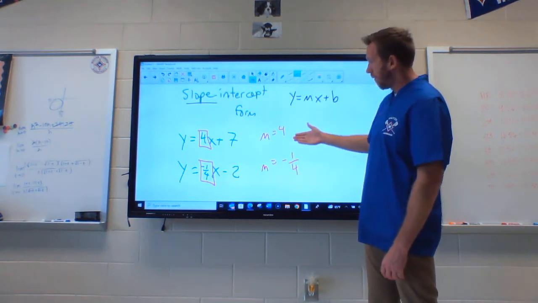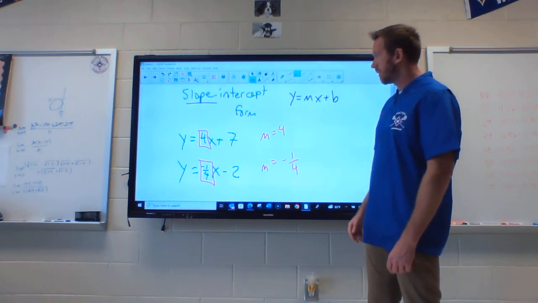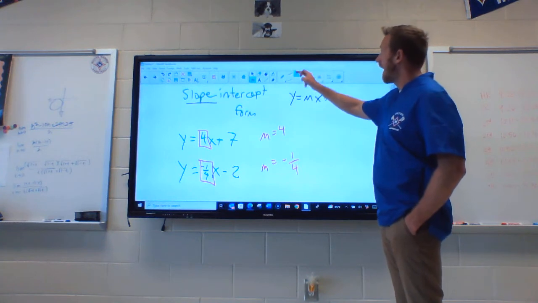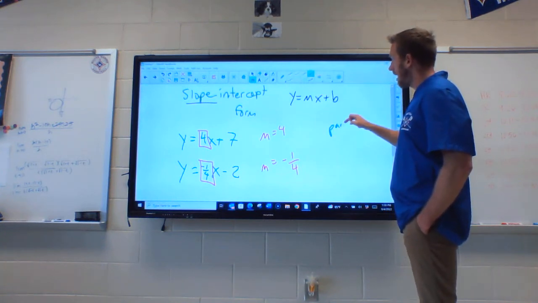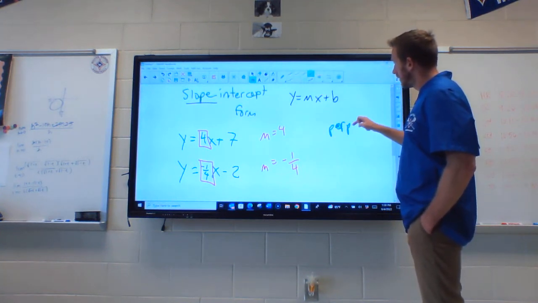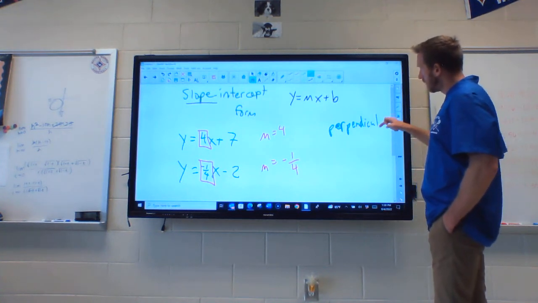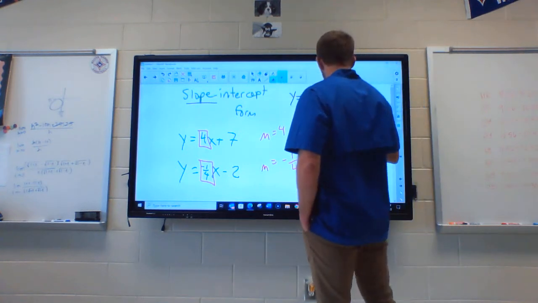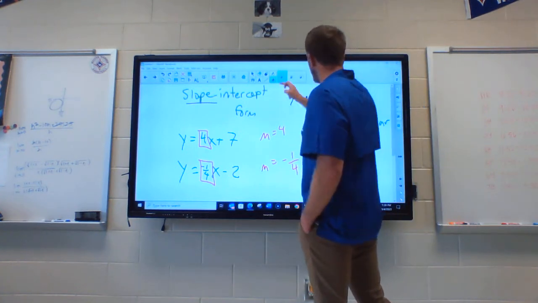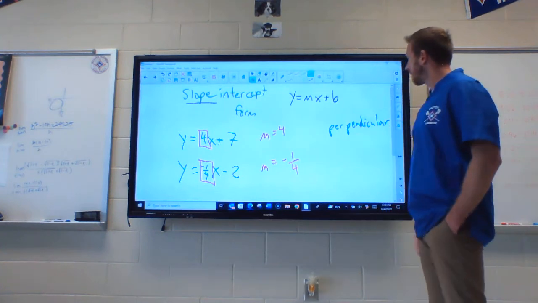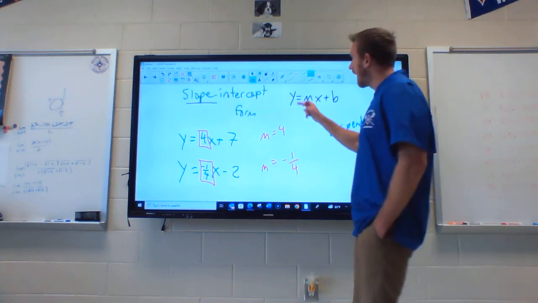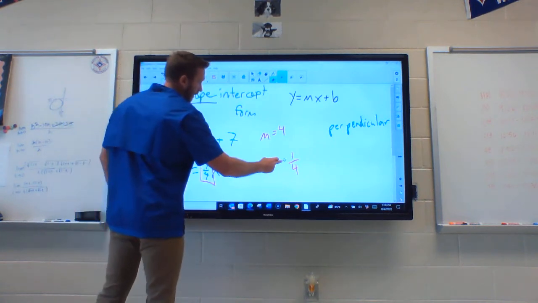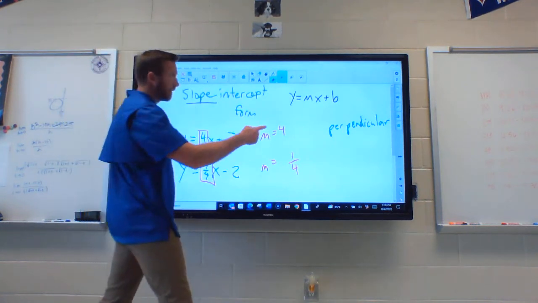So I have a 4 and a negative 1/4 for our slopes. If you notice, one's positive, one's negative, and this is the reciprocal of that. So we know right off the bat that these are perpendicular. Let me spell that better. Perpendicular. Okay?